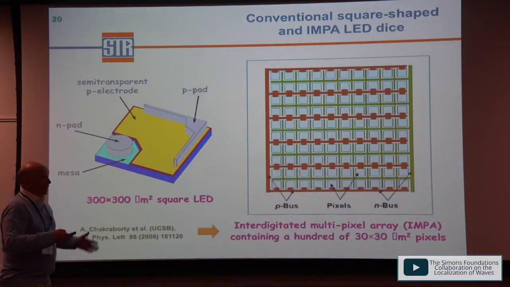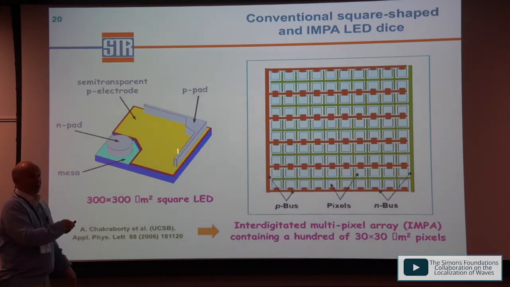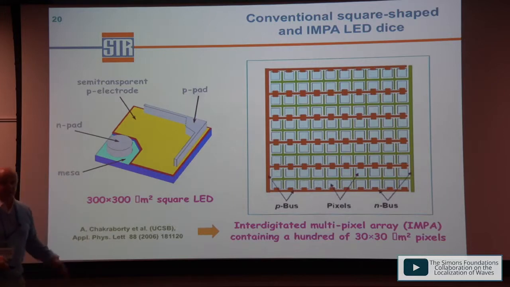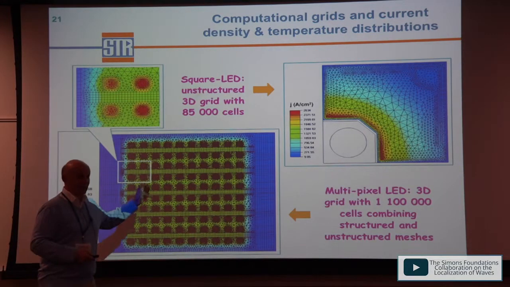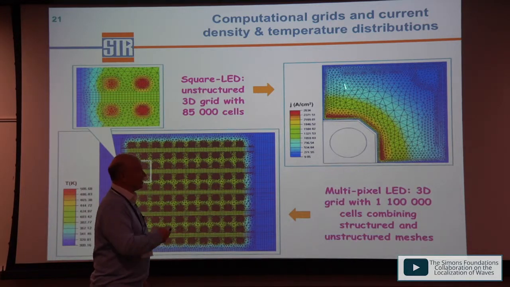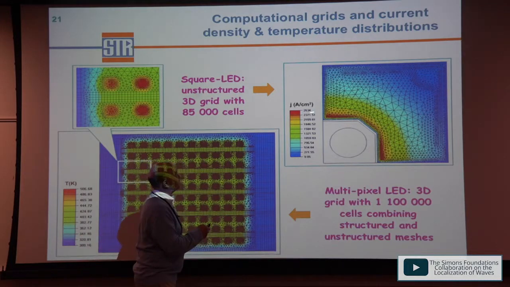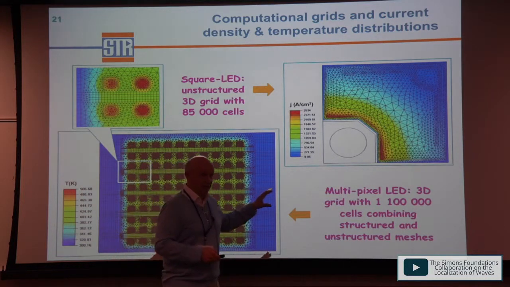Well, I would like to show how it works. We compared two different LED dies. One is the conventional square-shaped LED, and another is a multi-pixel LED array, just suggested here at UCSB. So this is maybe an answer to your question. This is a grid used for simulations, and here is the distribution of the electric current. You can see here that this point and this point have very different local current density.